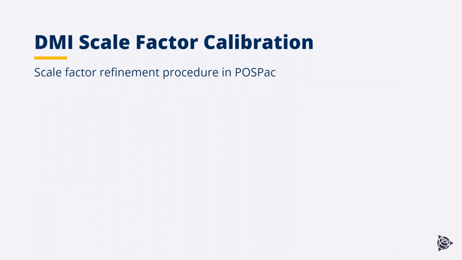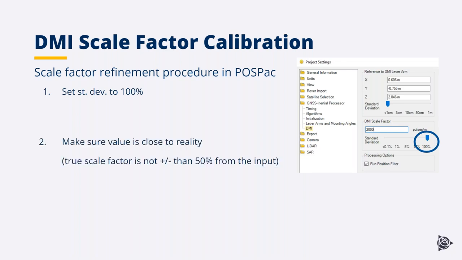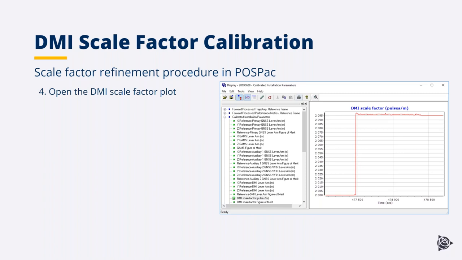All right, we can do the same thing for DMI, not for the lever arms so reliably, but we can do it for the scale factor. The concept is the same. So we set the standard deviation of the scale factor to 100%. We make sure that it's somewhere close to reality, so plus minus 15% of the actual value. Run all processing, and then we open a similar plot as with the GNSS, but this time the DMI scale factor plot. And you can see the same effect here.